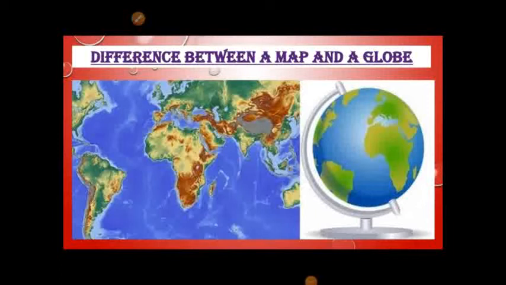Difference between a map and a globe. A map is different from a globe. A map gives a two-dimensional representation of certain regions or the entire world, while a globe gives a three-dimensional representation of the entire world, and it is a model of the earth.